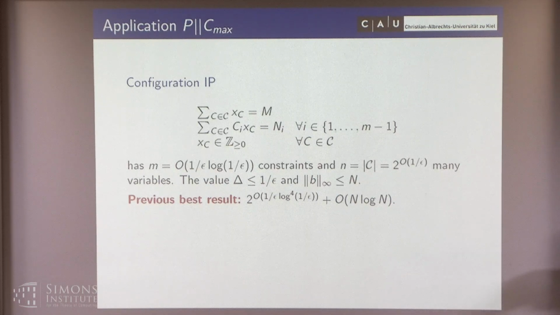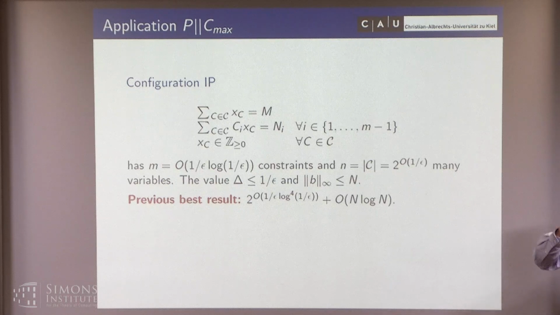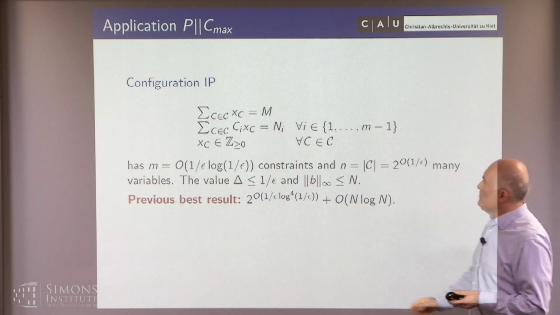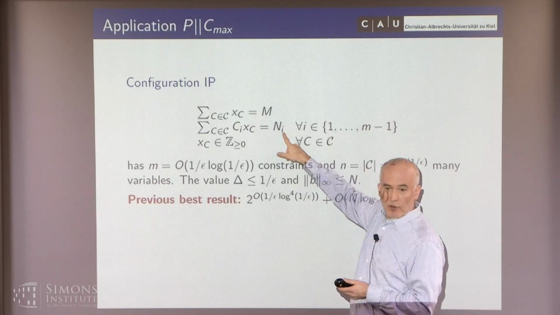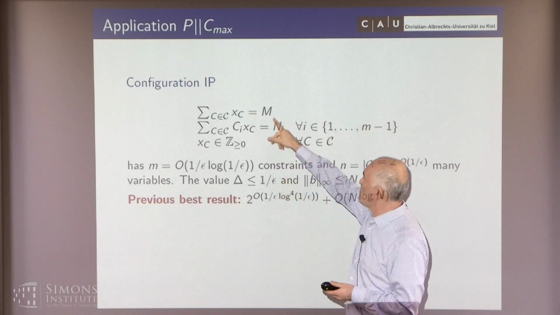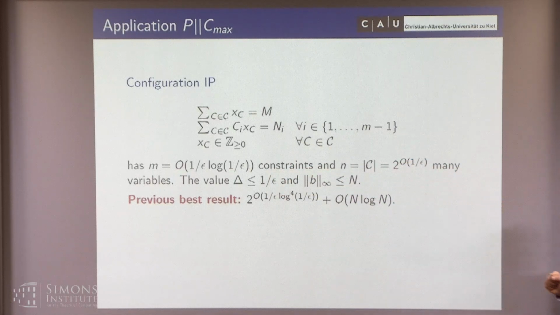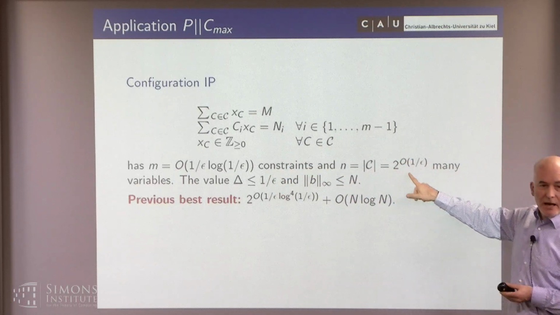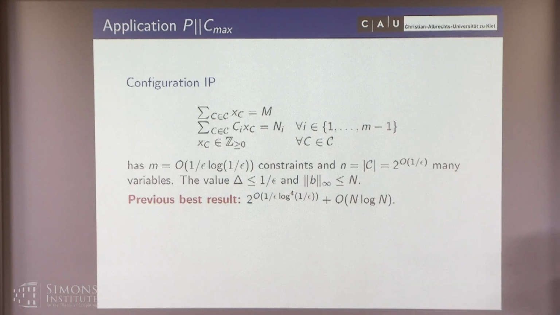And then you use the configuration IP. That means you use a variable for each multiset, so a combination of jobs that you can put on one machine with the corresponding makespan T. And then you get this ILP. N_i here is the number of jobs of a specific size, m is the number of machines. And then you see the number of variables is quite large. It's exponential in 1/epsilon, so many multisets you could have.